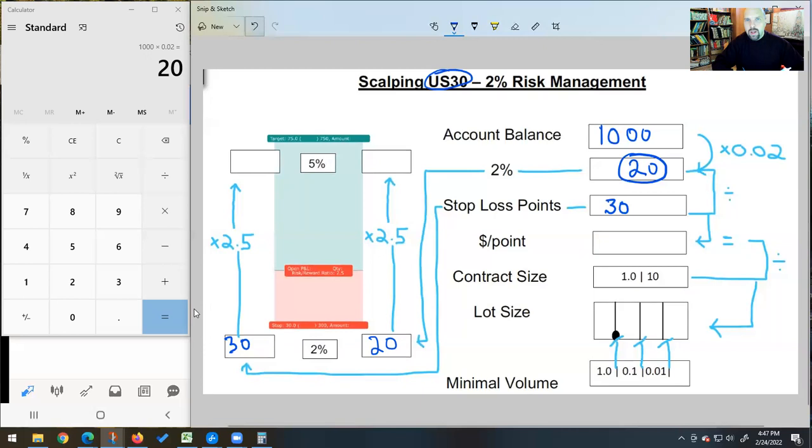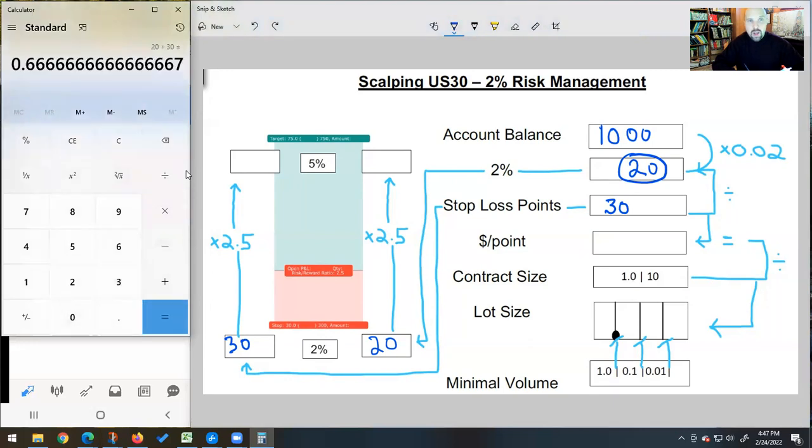Okay. So now, what is our dollar per point? So we're going to have about $20 divided by 30. And what does that give us? That gives us 0.66 cents per point. What does that mean? It means if the market goes in the wrong direction, 10 points, that'll be $6.60. If it goes up in your favor, then that's $6.60 you made. And then of course, and so on.